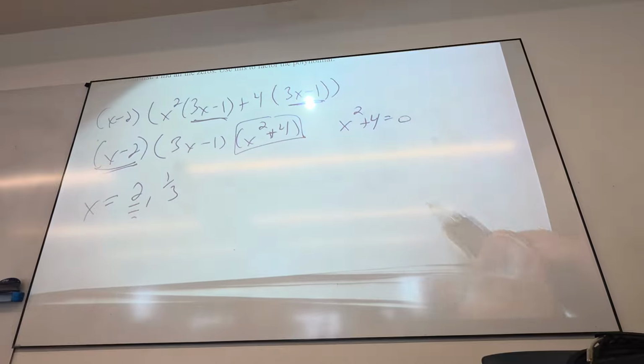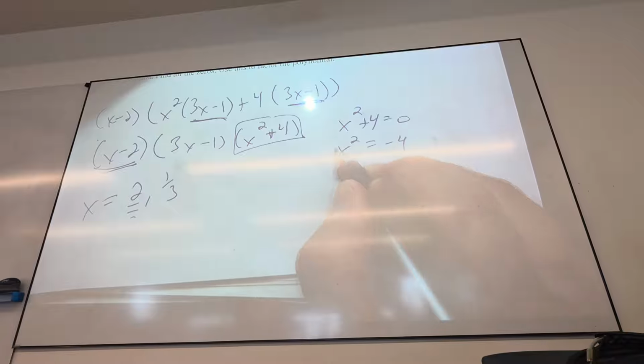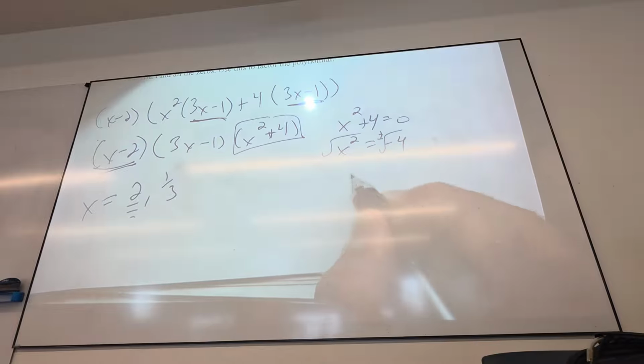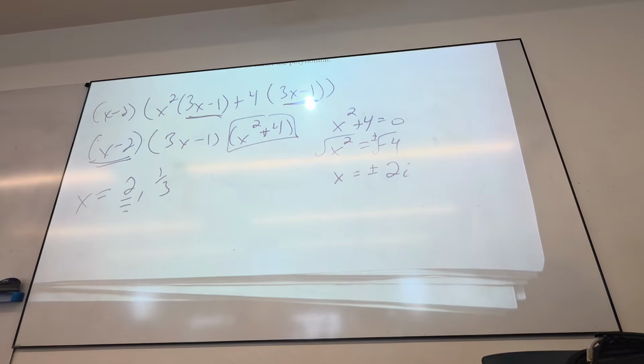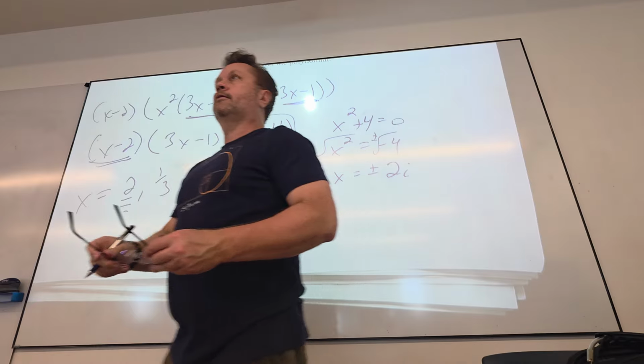Now solve it. 2. No. Oh, negative. 4 plus 4 is not 0. Look what I could do. What's the square root of negative 4? Plus or minus 2i. So some answers can definitely be complex, yes?